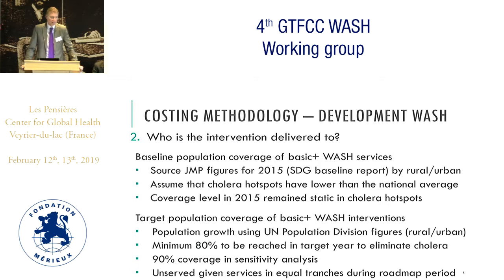In terms of the target population, until 2030 or 2040, where the model runs until, we have to assume population growth. And so we used UN Population Division forecasts for that period, split by rural and urban area, and assumed that hotspots grow at the average national rate, which may be a poor assumption, but we didn't have any better data to go on. We also, as Monica pointed out, assumed a minimum of 80% coverage of basic water, sanitation and hygiene in hotspots to eliminate cholera. Now that 80%, admittedly, was slightly picked out of thin air, because there's either no or conflicting evidence on what coverage is needed in order to be confident that you can eliminate cholera and prevent it from coming back. So we used 80%, and then we used 90% in sensitivity analysis.